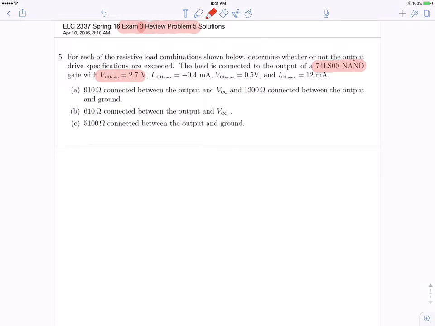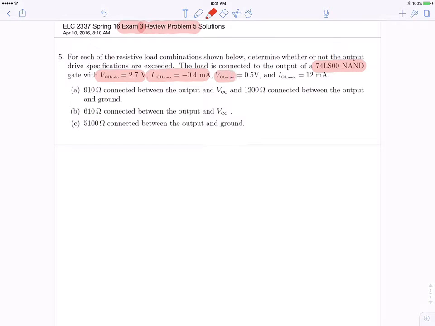worst case high, the device would need to source 0.4 milliamps of current to drive the load that is hooked up to the device. How do I know it's sourcing? Because that's a minus sign, so the current would be coming out of the device.